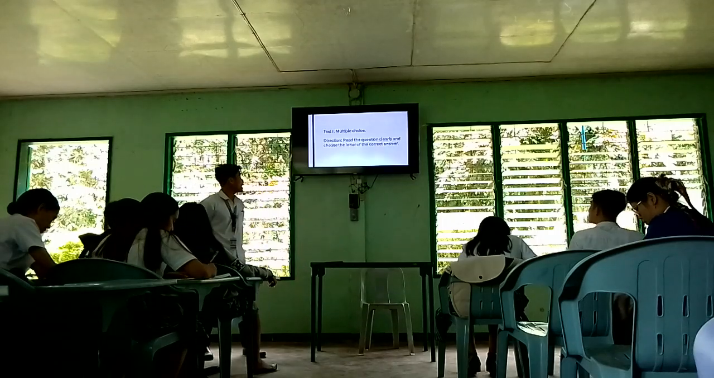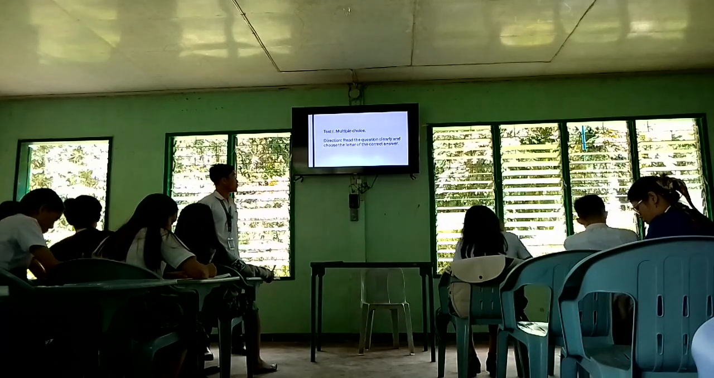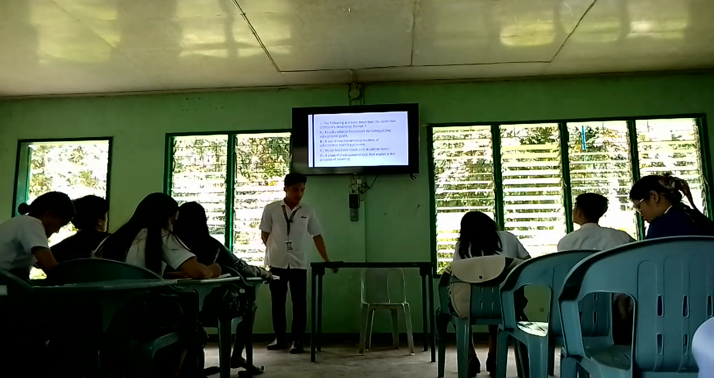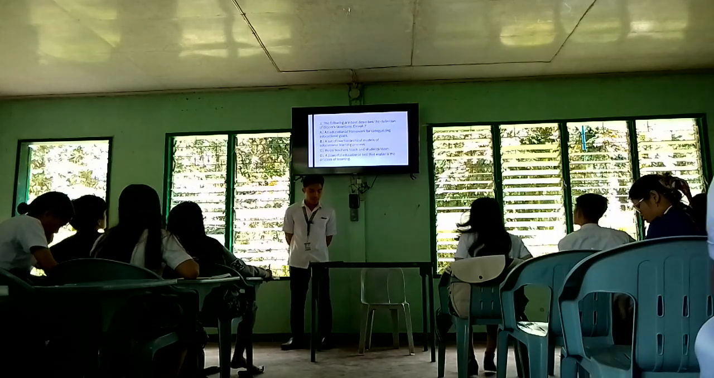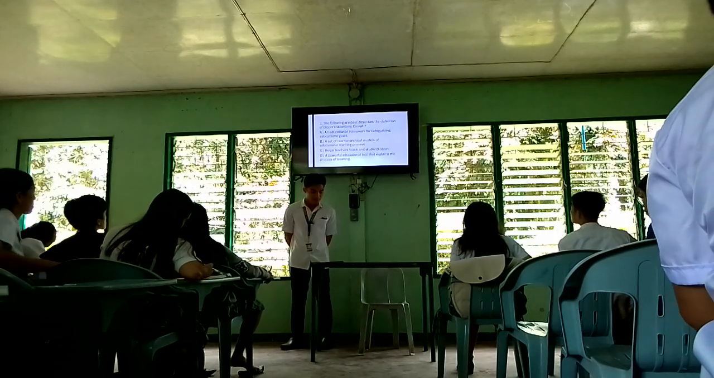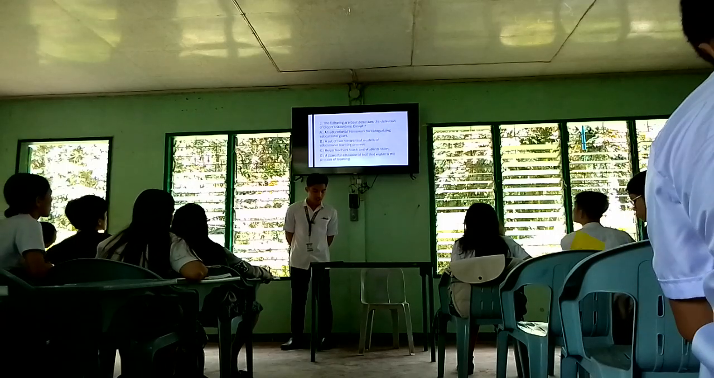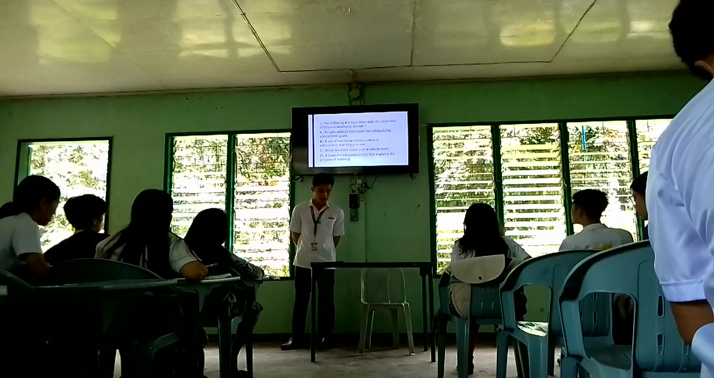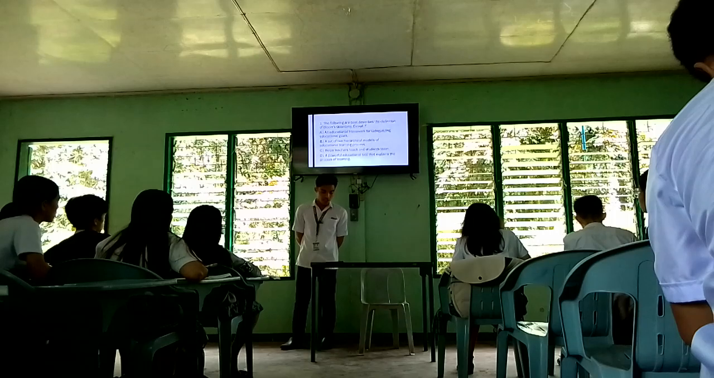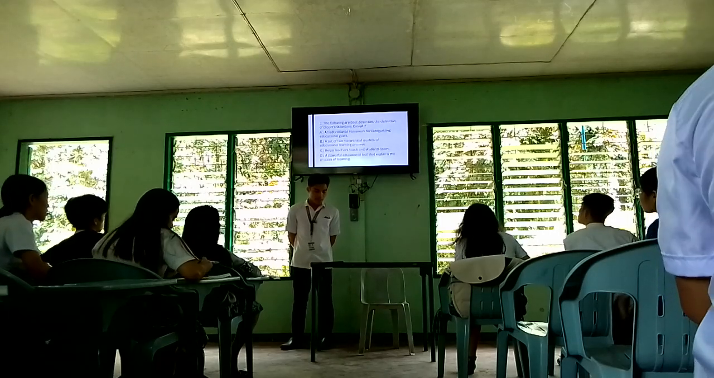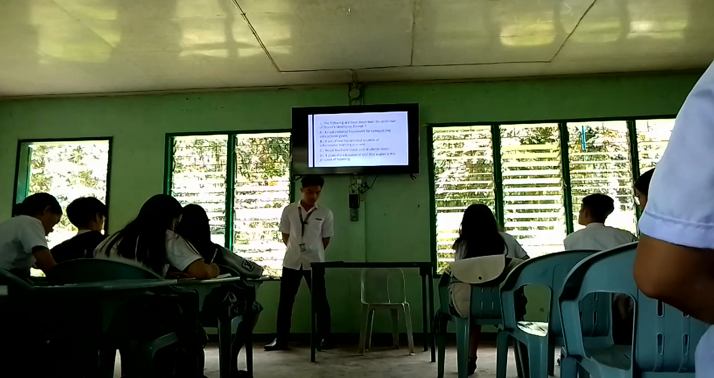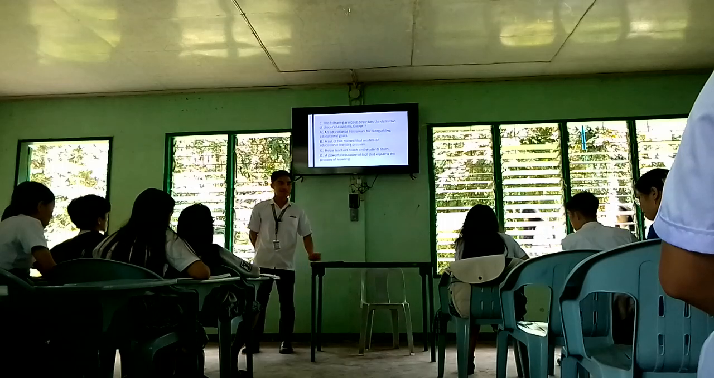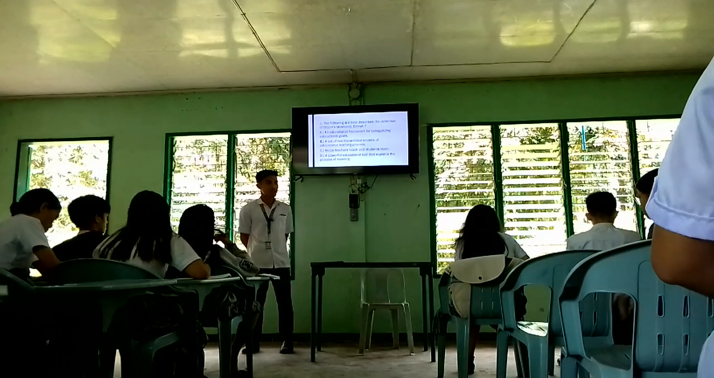Test 1, multiple choice. Direction: Read the question clearly and choose the letter of the correct answer. Number 1. The following best describe the definition of Bloom's taxonomy except A. An educational framework for categorizing educational goals. B. A set of 2 hierarchical models of educational learning process. C. Helps teachers teach and students learn. D. A powerful educational tool that explains the process of teaching.